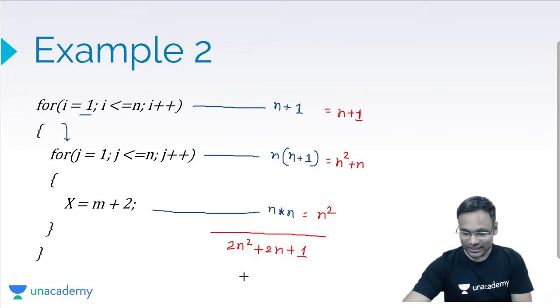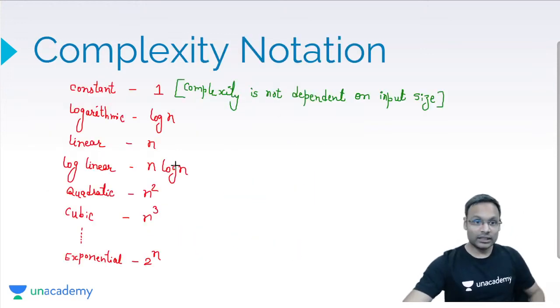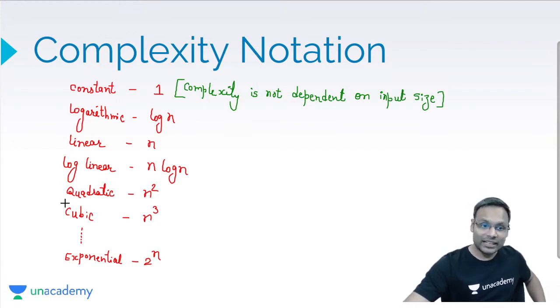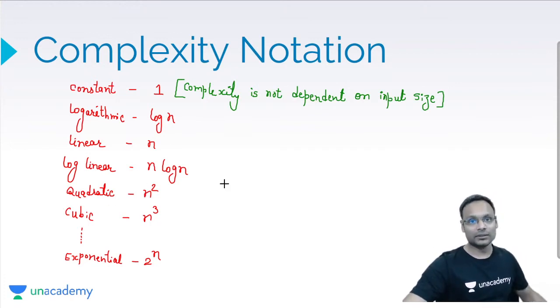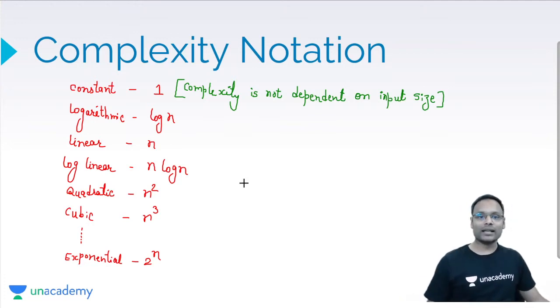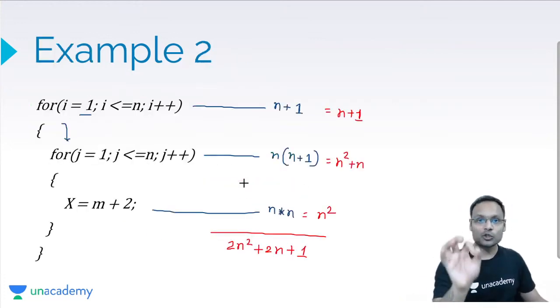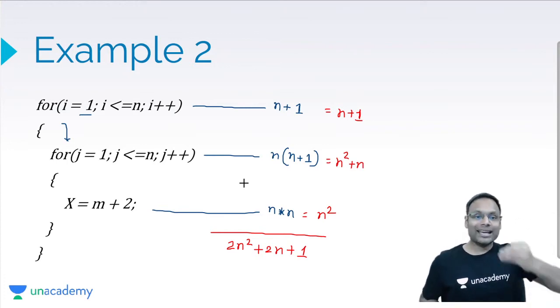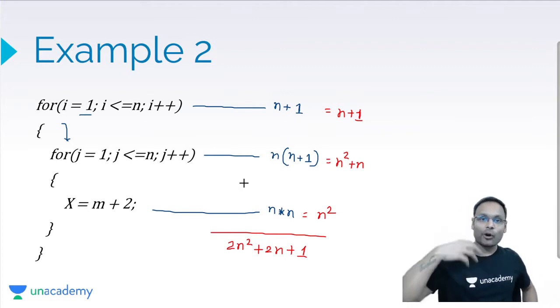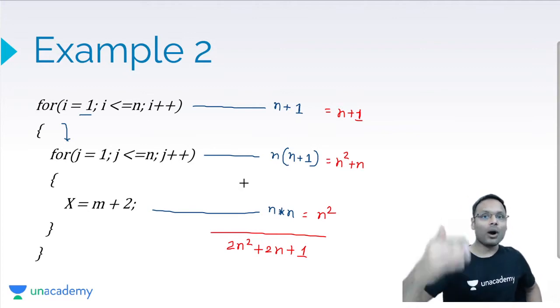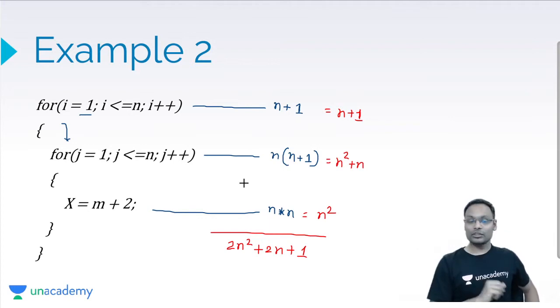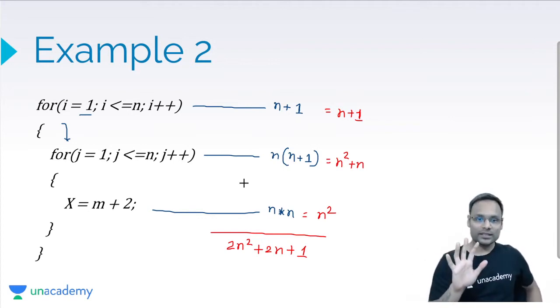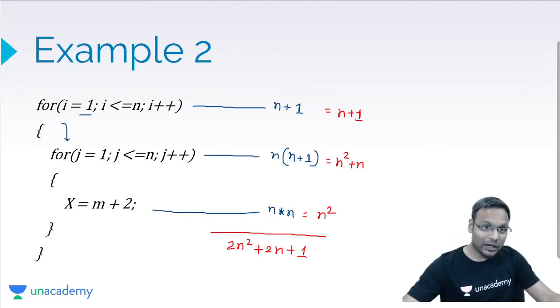See, this is just the notation, dear. This n square is just a notation that my complexity is quadratic. In terms of what? Quadratic. I am not giving you the actual number of steps. I am just saying that if you increase the number of inputs, the n value, in that case my complexity will increase quadratically. That's the only meaning of complexity. So in this case, what will be the complexity?